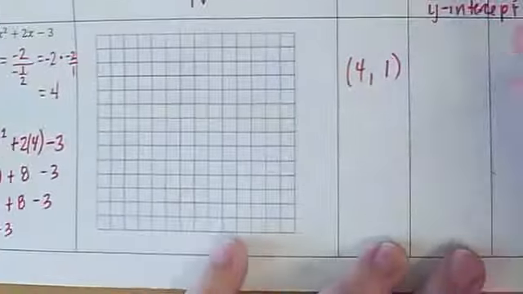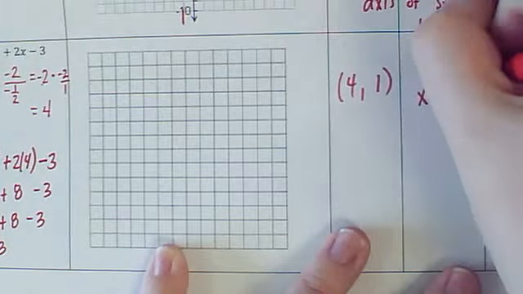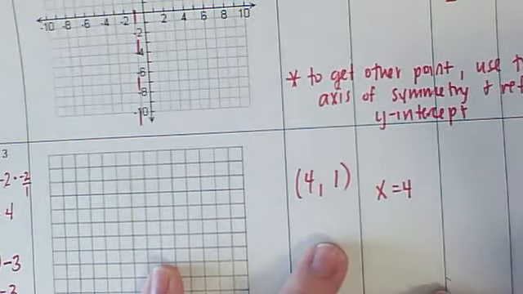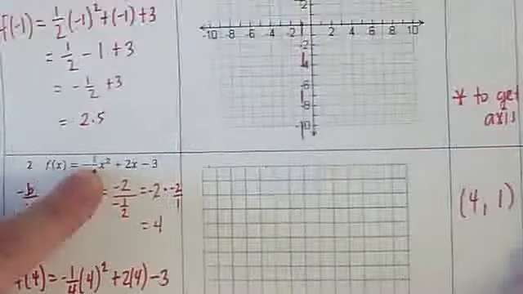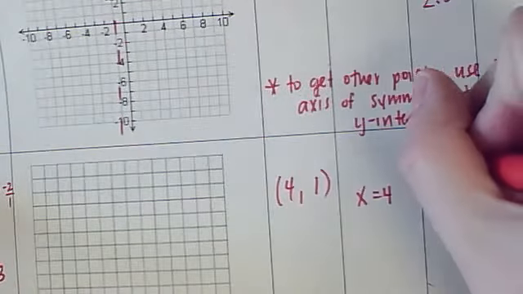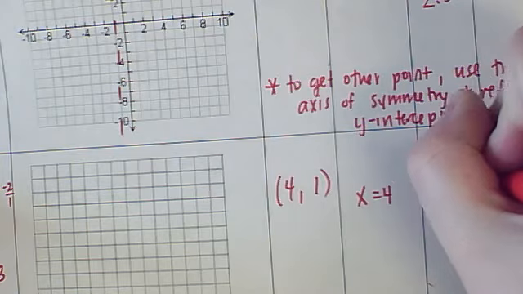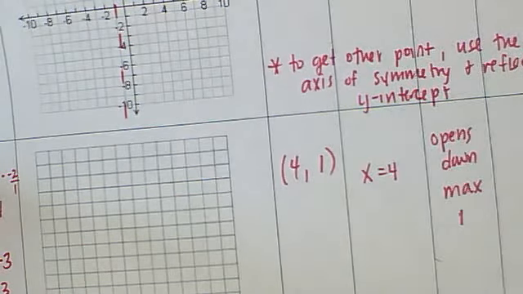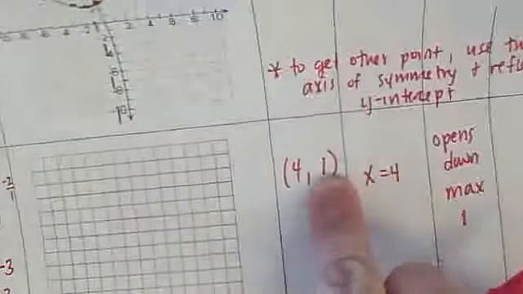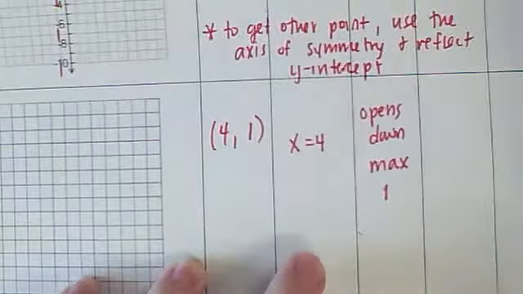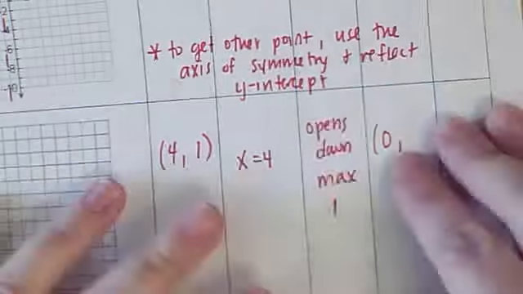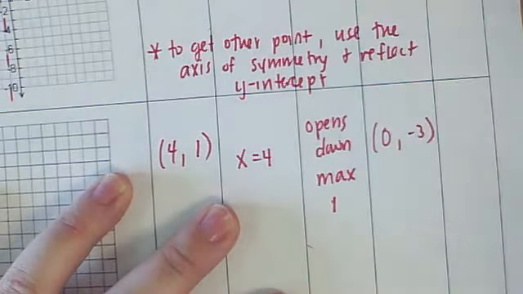Alright, so now the axis of symmetry is x equals 4. If we look at our a value, it's negative 1/4, so it's a negative. So it opens down, which means it has a maximum value, and the maximum value is at 1, because that's going to be this point right here. Our y-intercept is at 0, c is negative 3, so (0, -3), and then a domain and range we can get after we graph it.